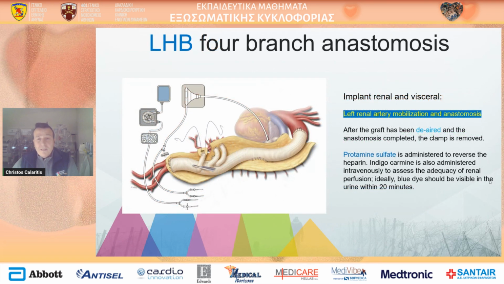After the graft has been de-aired and the anastomosis completed, the clamp is removed. Protamine sulfate is administered to reverse the heparin. Indigo carmine is also administered intravenously to assess the adequacy of renal perfusion. Ideally, blue dye should be visible in the urine within 20 minutes.